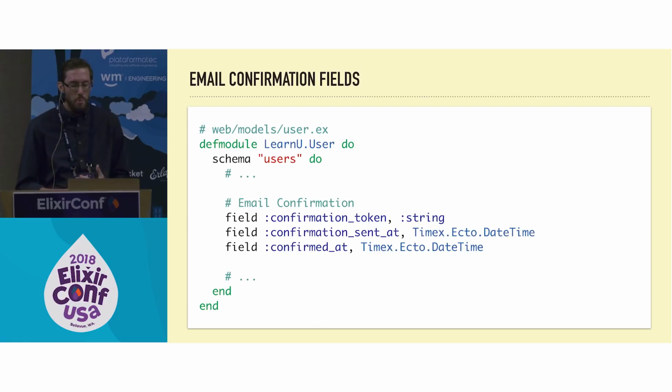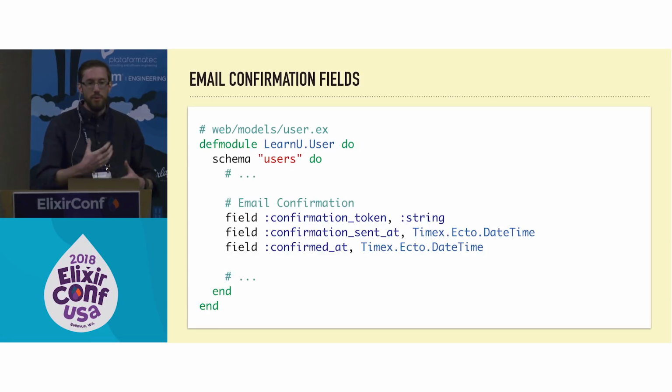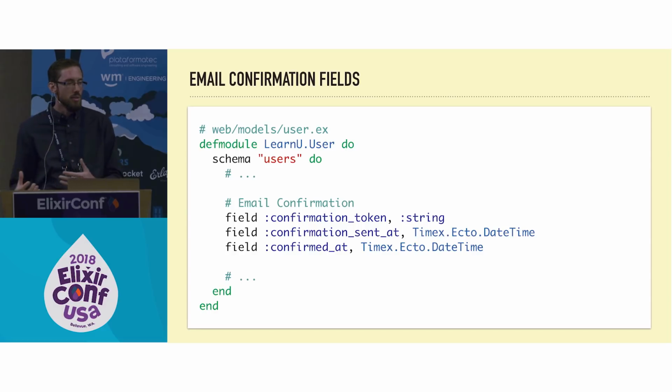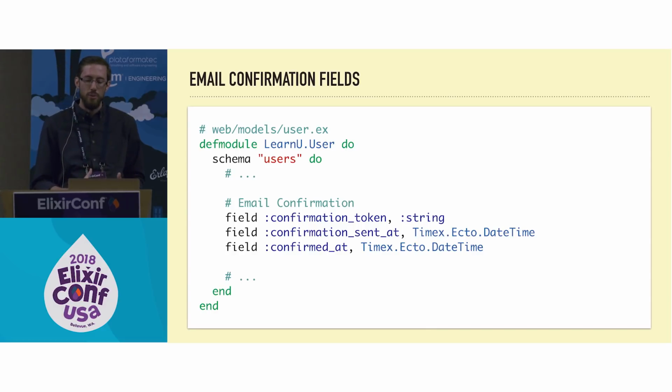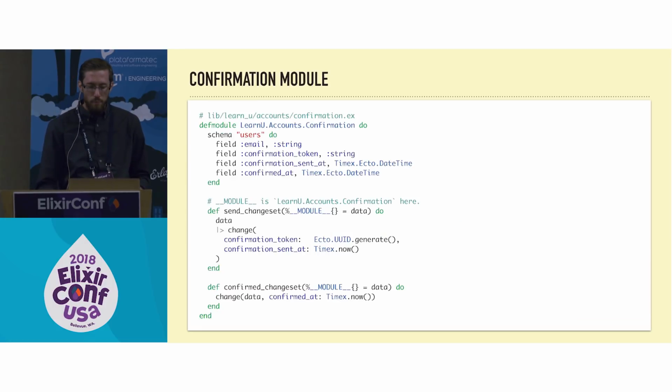So as an example, let's take the fields for confirming a user's email address. We need a token to identify the account from a link that the user clicks on in an email that we sent them, as well as a couple of timestamp fields to track when the email was sent and when the link was clicked. This is a fairly standard confirmation flow.